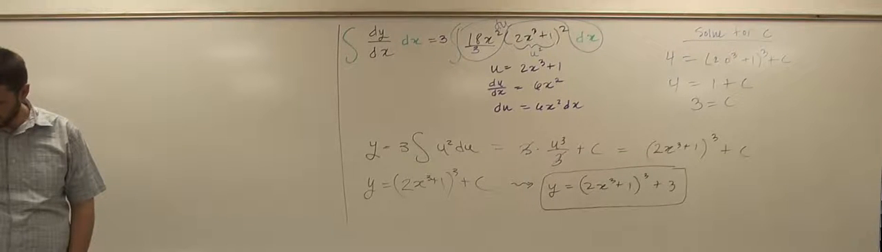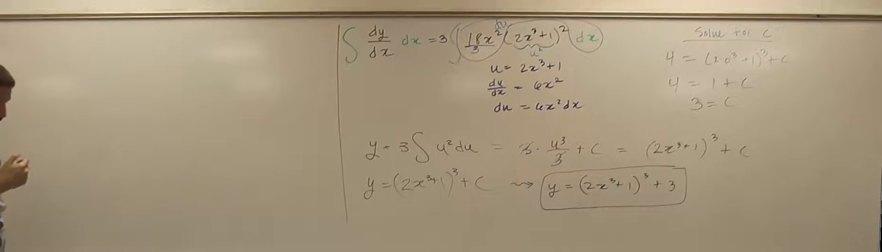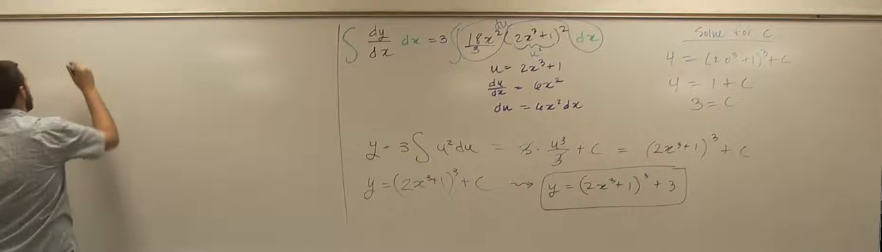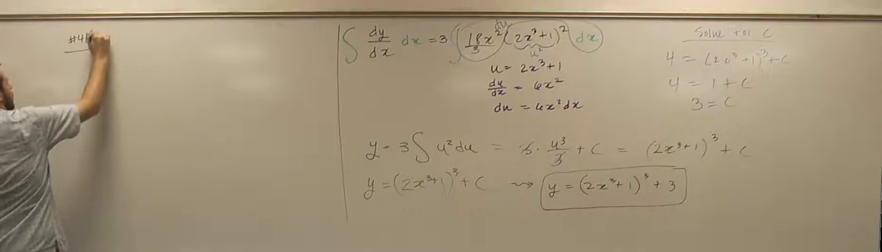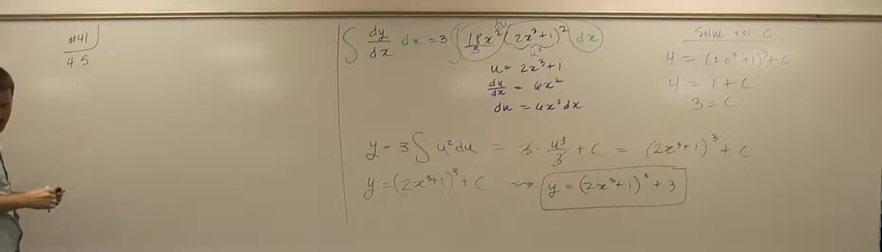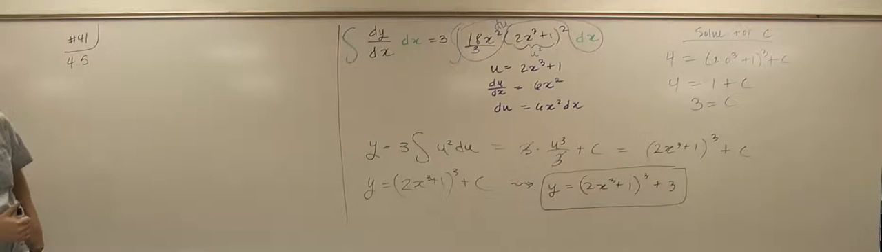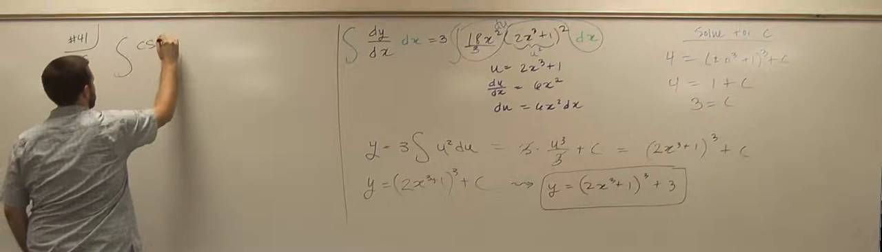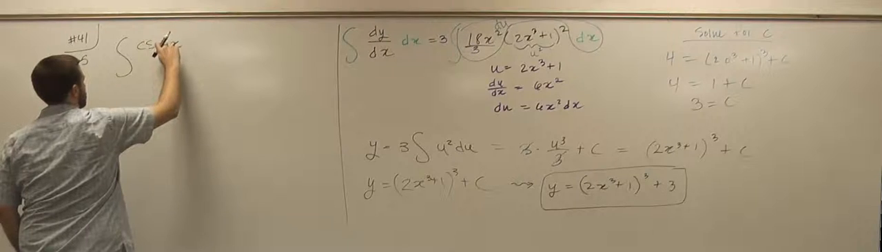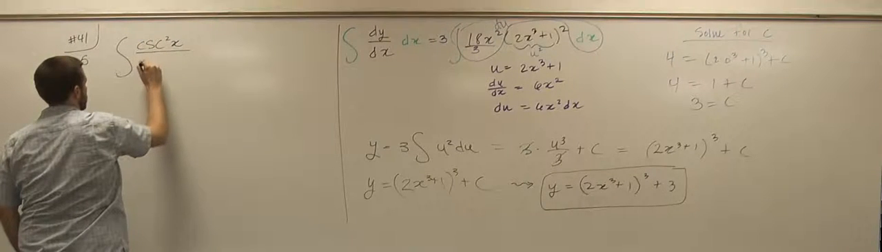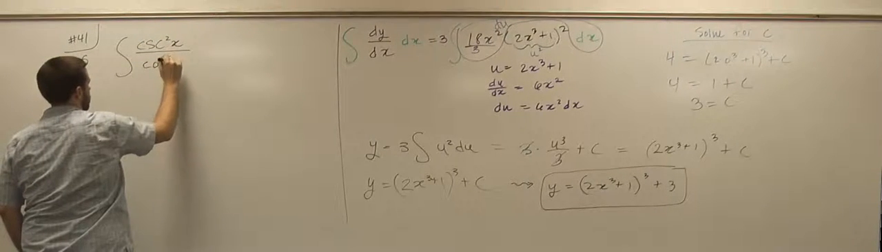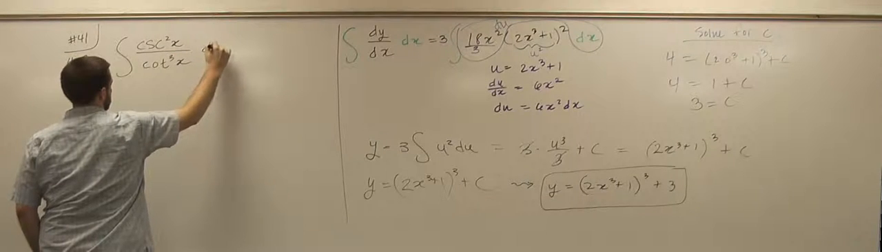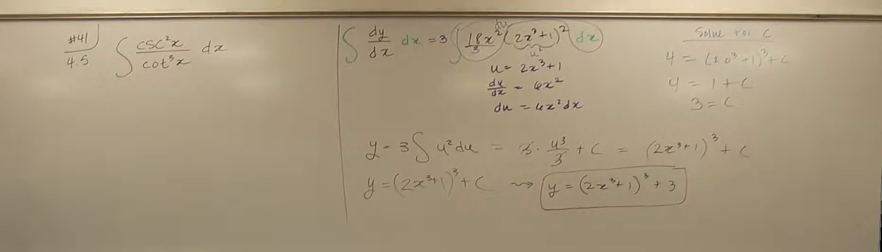Sorry, 41. So number 41, 4.5, gives you the integral of cosecant squared x over cotangent cubed x dx. I want you to find the indefinite integral.